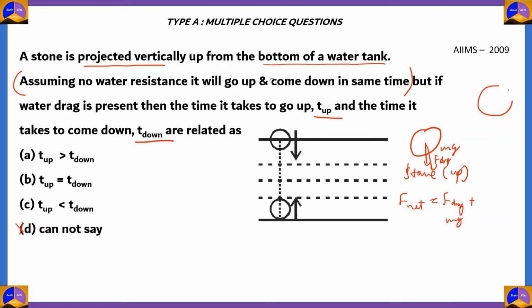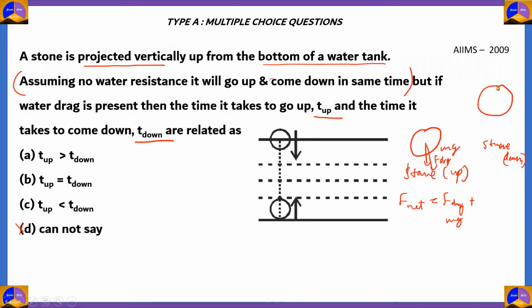Now, what about the second case? So in the second case, the stone is coming down. So when the stone is coming down, the water drag acts in the opposite direction. So when the stone is moving down, the drag is moving up. So the drag force acts upward. But mg will always act downwards because it's the weight of the object. So in this scenario, F net can be taken as mg minus F drag, since the object anyway moves down, so mg is larger than F drag.